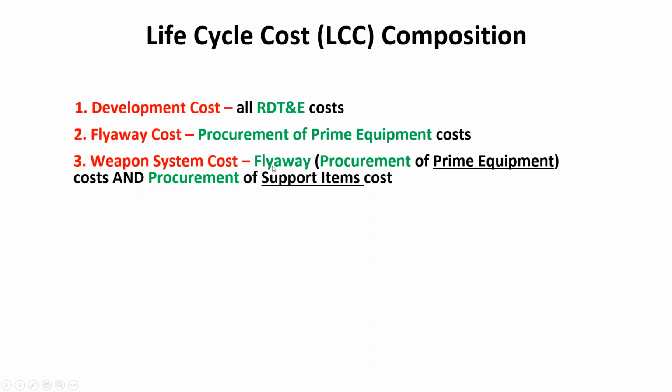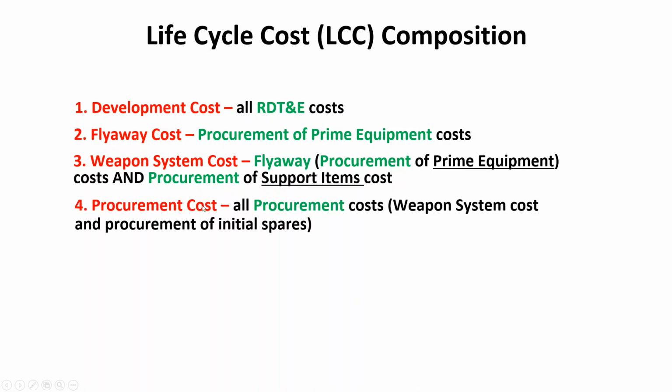Weapon system cost is flyaway plus procurement of support and the prime equipment. Procurement costs, anything that uses procurement dollars, is added in here for your procurement costs. So which is your weapon system cost, and the weapon system cost also includes the flyaway and also procurement of your initial spares for that item. You have Milcon costs that are also calculated in that life cycle, so anything associated with military construction dollars, if you're given it.